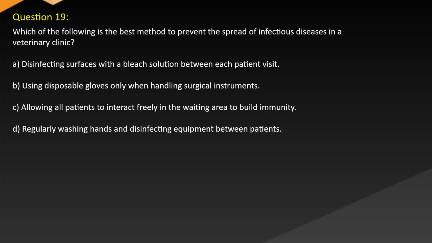Question 19. Which of the following is the best method to prevent the spread of infectious diseases in a veterinary clinic? A. Disinfecting surfaces with a bleach solution between each patient visit. B. Using disposable gloves only when handling surgical instruments. C. Allowing all patients to interact freely in the waiting area to build immunity. D. Regularly washing hands and disinfecting equipment between patients.